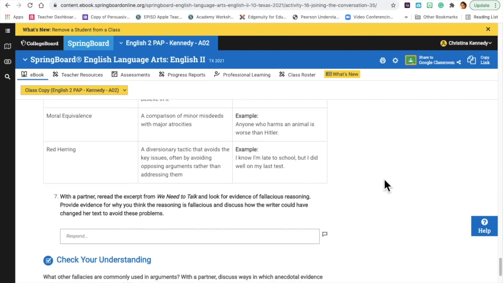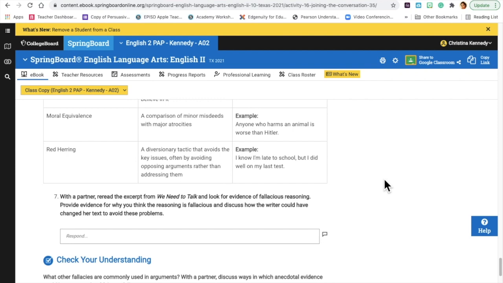Moral equivalence. Comparisons of minor deeds with major atrocities. So I love the example they give for this one. Anyone who harms an animal is worse than Hitler. So think of it as a giant hyperbole, right? We're comparing small things, small minor deeds, and we're throwing them as a big major atrocity.